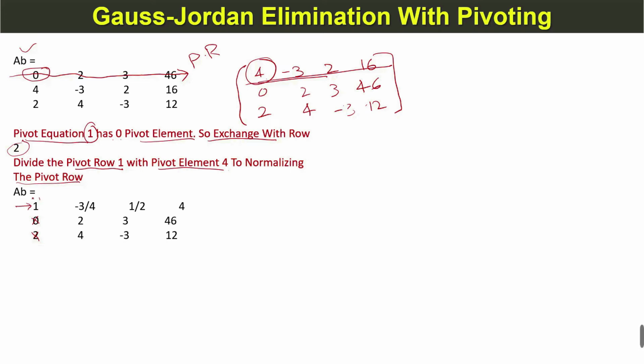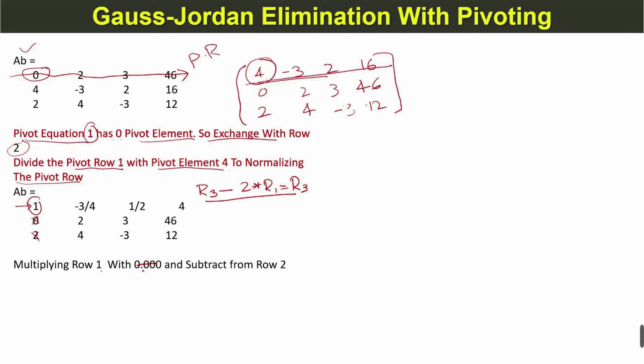So we multiply the pivot row by 2 and subtract from the third one. This means r3 minus 2 times r1. So this will be r3. Multiplying row 1 with this 2 and subtracting from the first, we do this one, and then we go to this one: multiply with 0 and subtract from 2. So this will be again the same as it is.